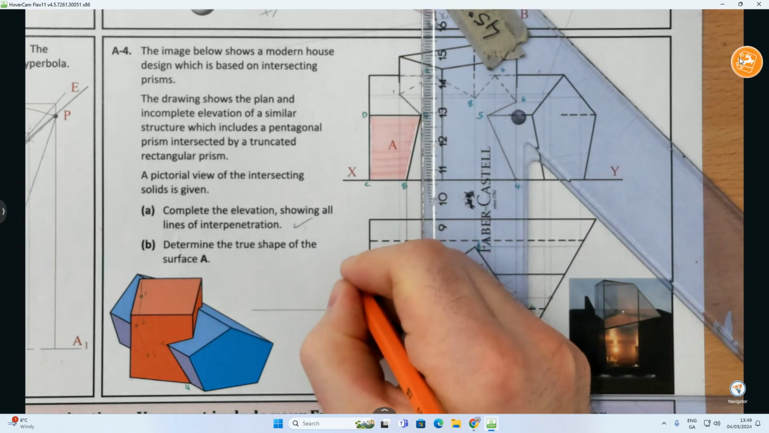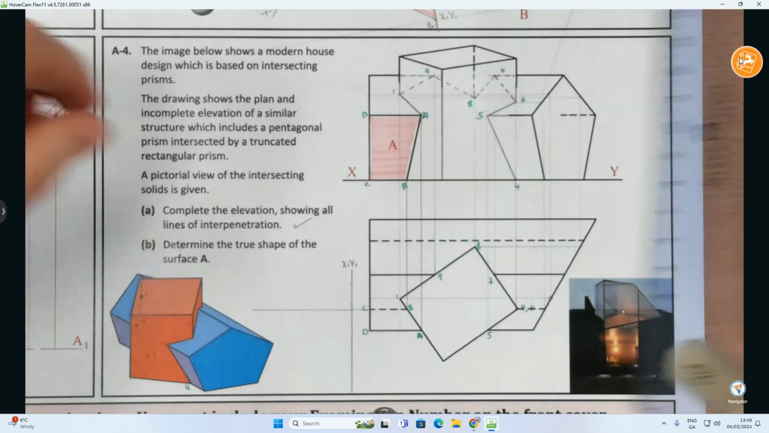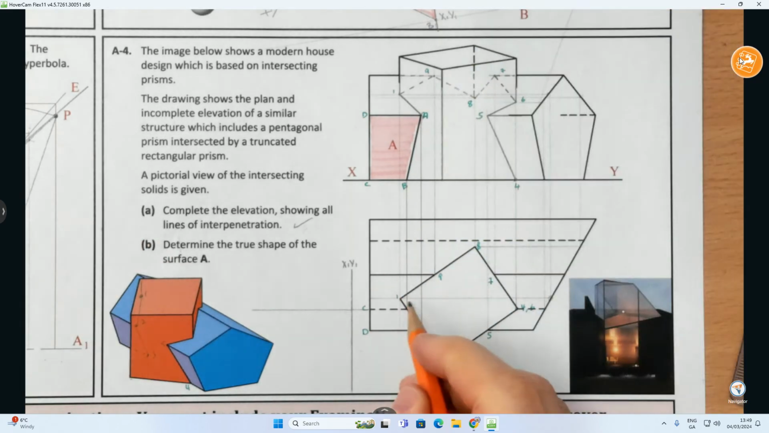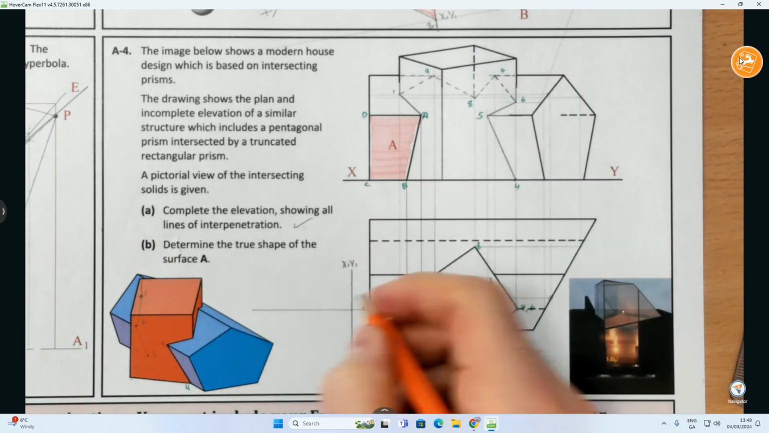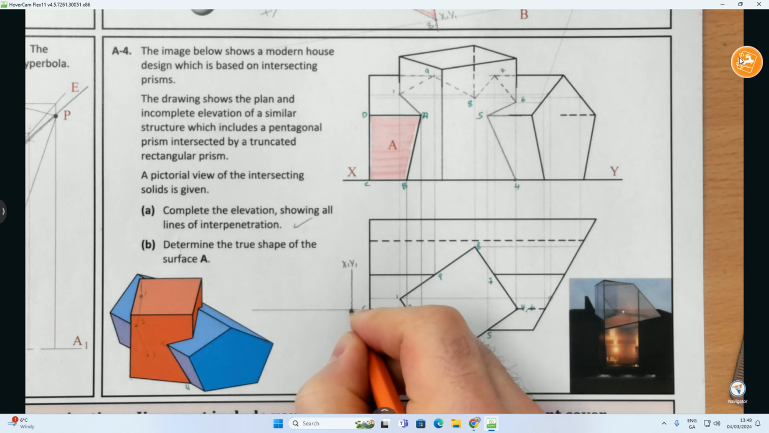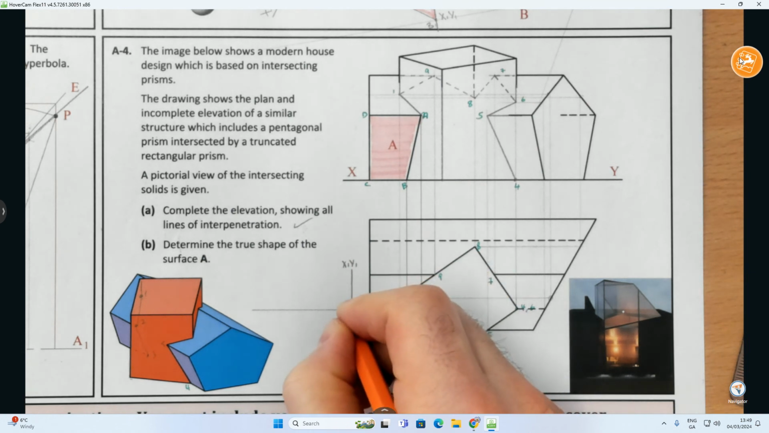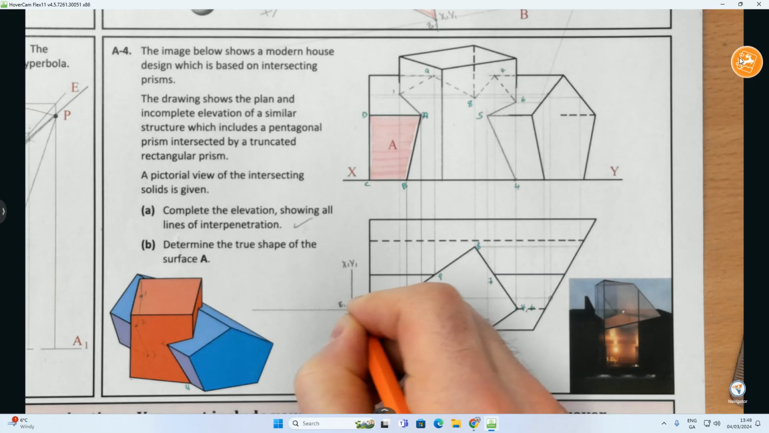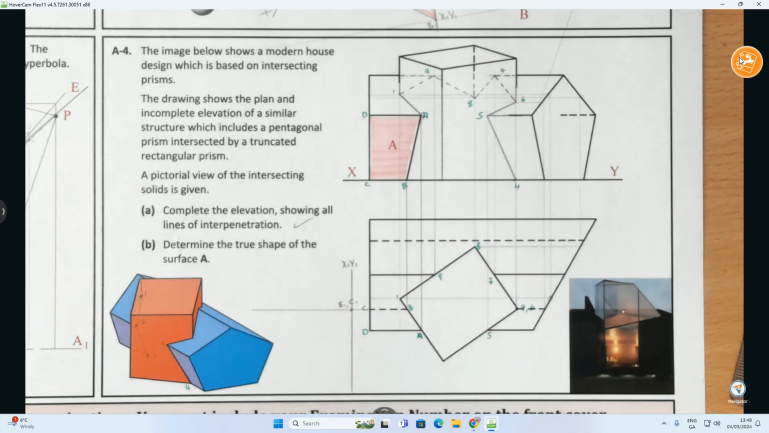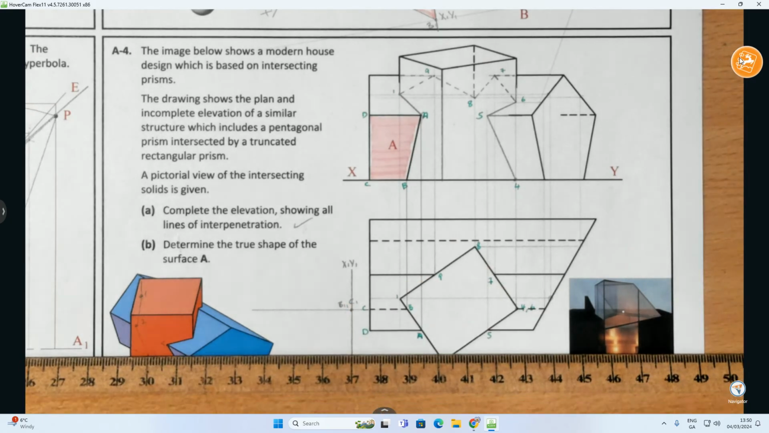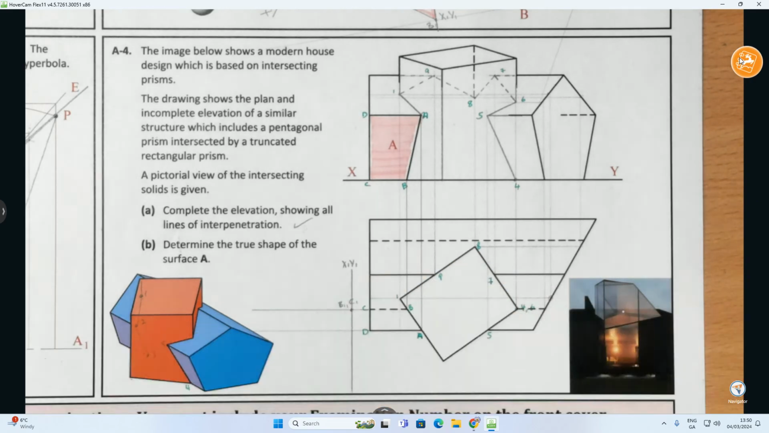Because the line is horizontal, I'm going to set up an auxiliary. This here is now called my X1, Y1. Essentially B and C are on the ground. So project from the plan, take your heights from the elevation. B and C are on the ground. So this here now is technically B1, C1. Now I need to find A and D, and what I'm going to end up doing is seeing this surface as an edge view.